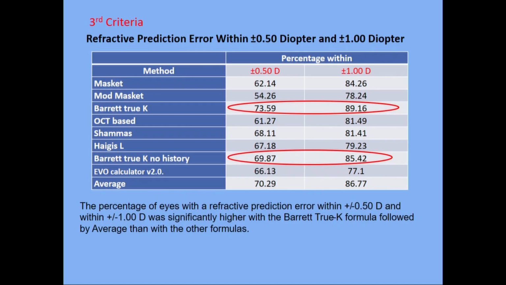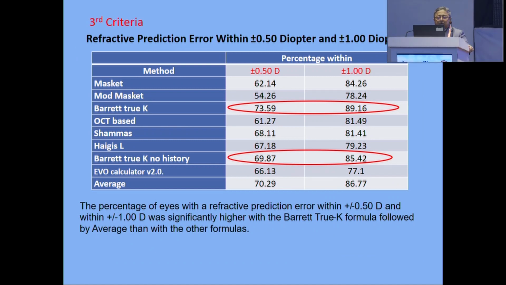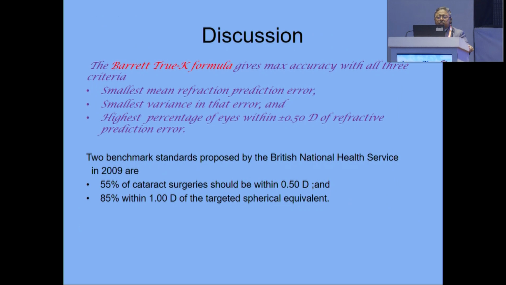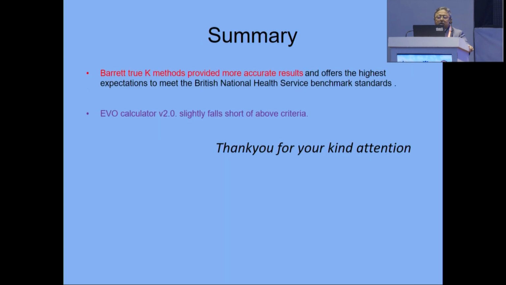Now, the third criterion is the refractive prediction error within 0.5 and 1 diopter. Here again, the Barrett 2K and the Barrett 2K history gives the maximum percentage of eyes within 0.5 and 1 diopter. So, the Barrett 2K formula gives the maximum accuracy with all three criteria, that is, small mean refractive prediction error, smallest variation in that error, and highest percentage of eyes within 0.5 of refractive prediction error. So, Barrett 2K provides more accurate results, and EVO calculator version 2 slightly falls short of the above criteria. Thank you for your kind attention.